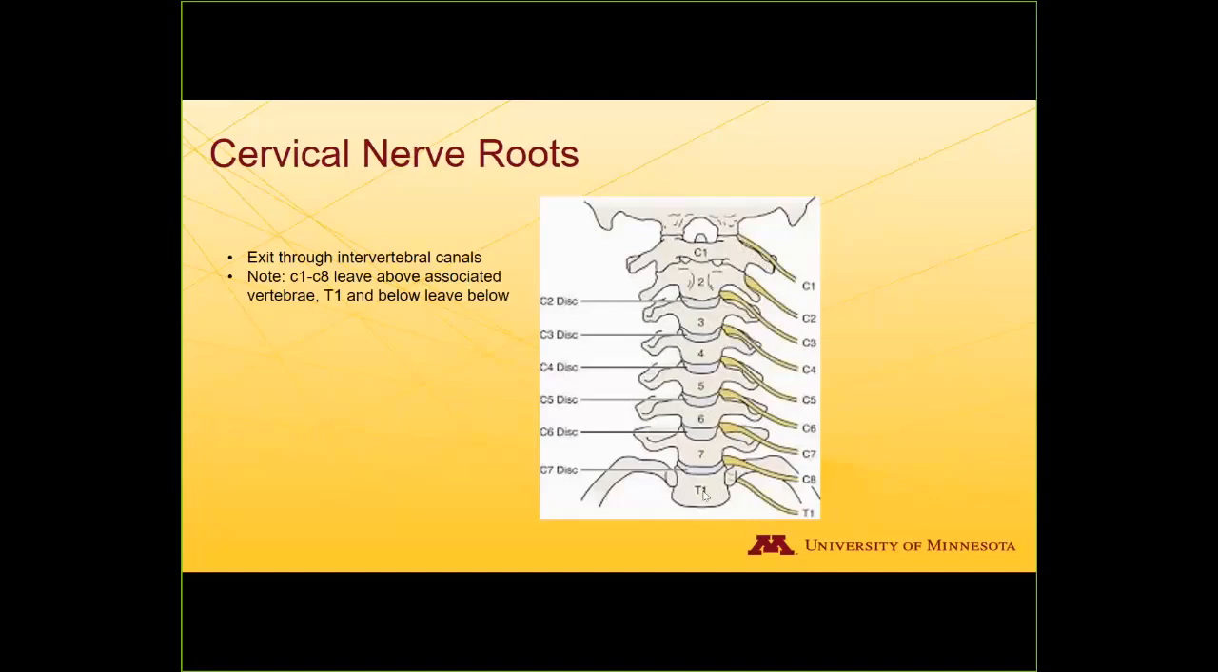Now, when we get down to the level of T1, the nerve roots that are named at the level of T1, so the T1 nerve root, at that point they begin exiting below the vertebrae. Okay, and so this actually has some implication in terms of spinal cord injury, but that's the distinction. From T1 down, the nerve roots begin exiting below the vertebrae. The naming convention stays the same. It's just that rather than exiting above the vertebrae, they exit below the vertebrae.